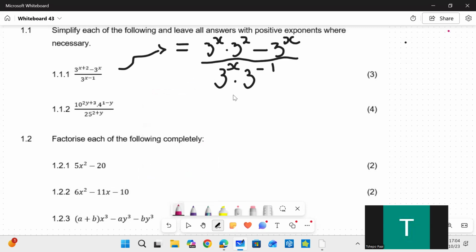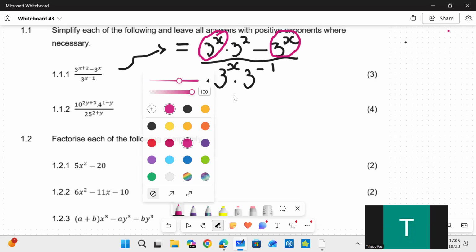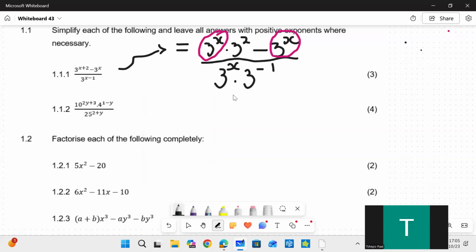Realize that this 3 to the exponent x from the numerator there, it's a common factor. So you take out the common factor, which is 3 to the exponent x. Now, if you take out 3 to the exponent x as a common factor, what will be left? You'll be left with 3 squared minus 1.